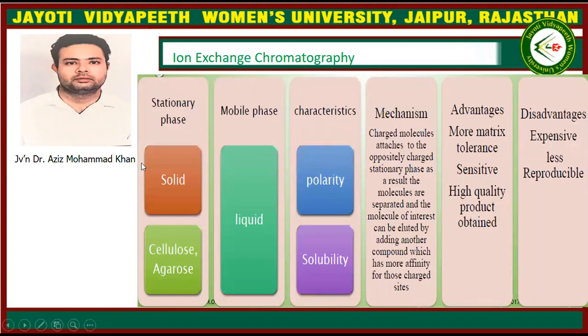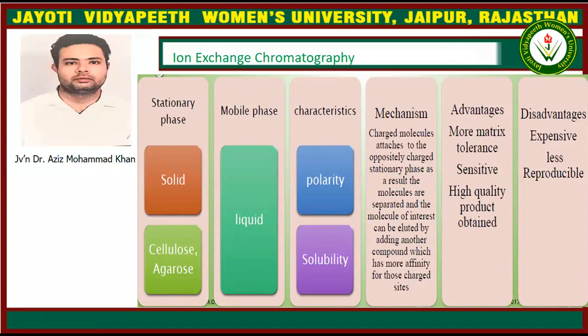So in ion exchange chromatography, a solid stationary phase is used, which contains cellulose or agarose, and the mobile phase is liquid, that is a buffer solution. The compounds are separated on the basis of their polarity or solubility. What is the mechanism? The charged molecules will attach to the oppositely charged stationary phase. As a result, molecules are separated and molecules of interest can be eluted.